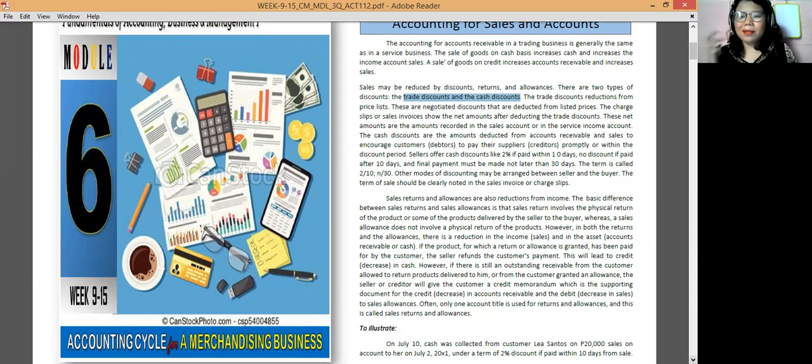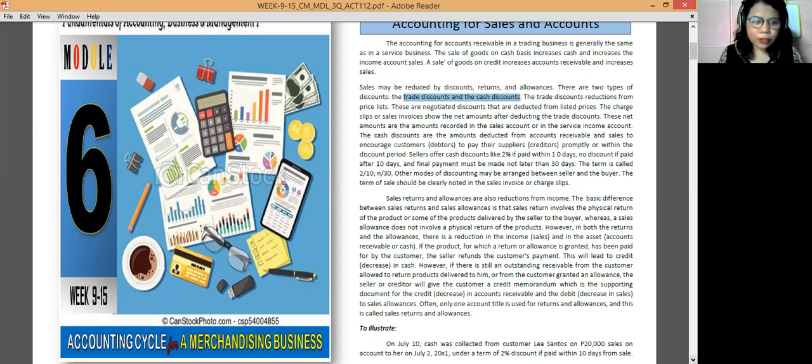Kasi, na-experience ko din sa Shopee, nag-order ako ng item, sira nung dumating sa akin. Pero sabi nung seller, hindi sa kanila yung may problema. So, nag-send ako ng video, nag-send ako ng pictures ng item. So, ayun, nag-request ako ng refund. Si Shopee, naging mediator. So, yun, nag-request ako ng refund. So, ayun kasi yung example nun, sales returns and allowances.